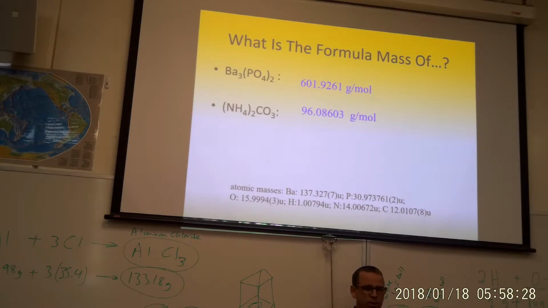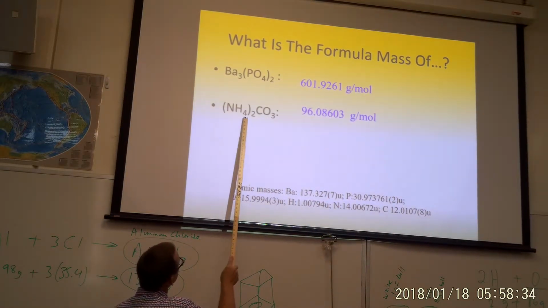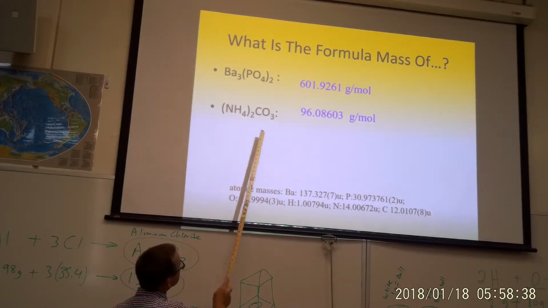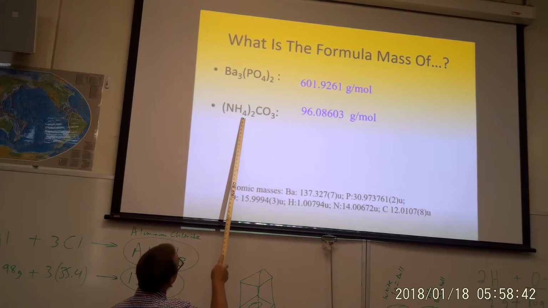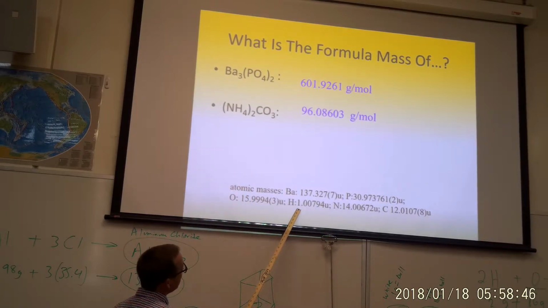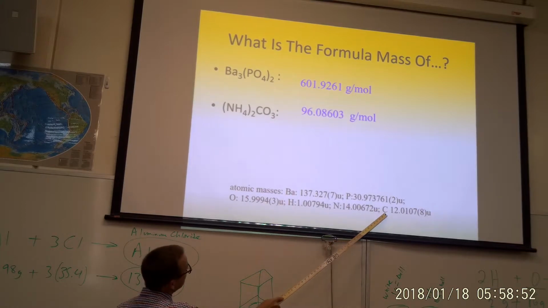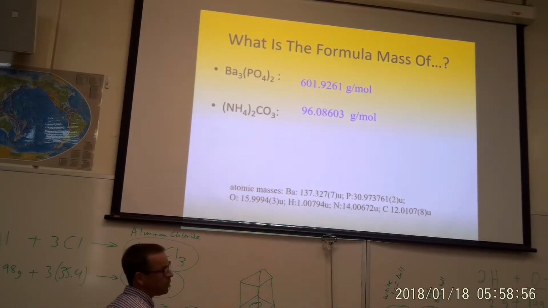What we had to do is look at the chemical formula and find out how many of each element there were. If I had 2 nitrogens, I needed to add up 2 14s here. 8 hydrogens, I had to add up 8 of this 1.0079. 1 carbon, I had to add in a 12.0107. 3 oxygens, I had to add in 3 of that 15.99.